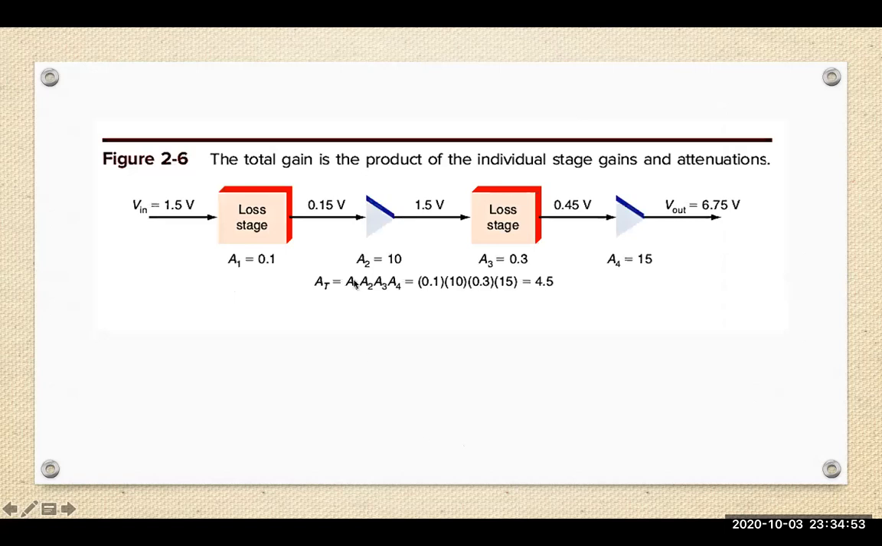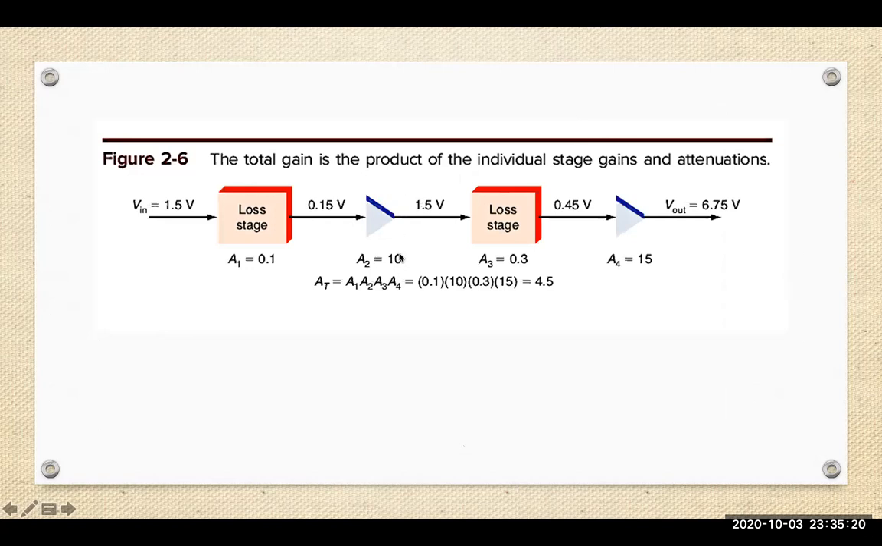So let's now take a look at this illustration here. We have the total gain as the product of the individual stage gains and attenuation. So remember that total gain is just the product, and these gains are unitless. A sub 1 is the first stage gain. This is the loss stage. A sub 2 is equal to 10.